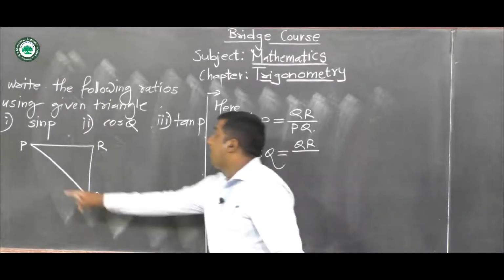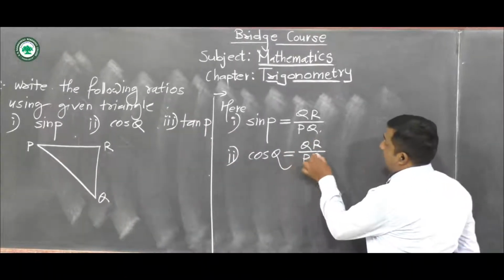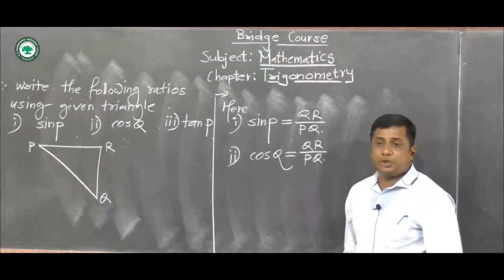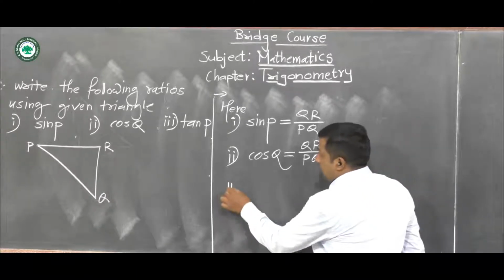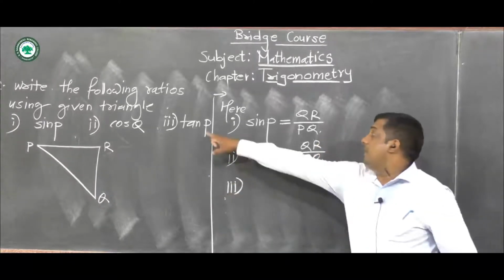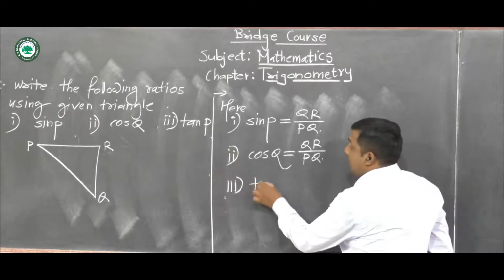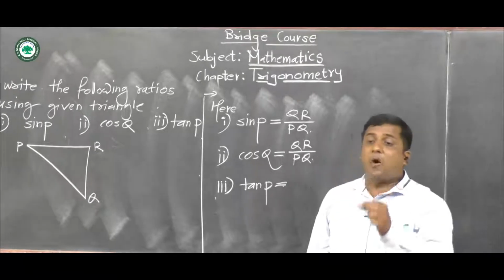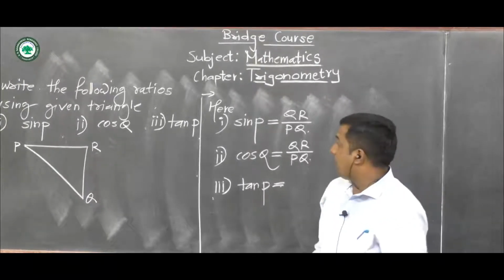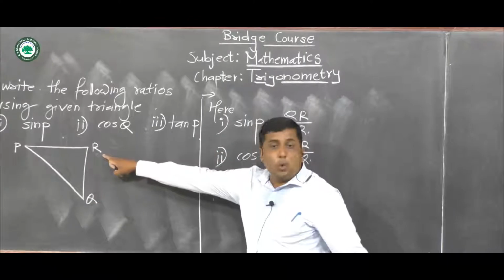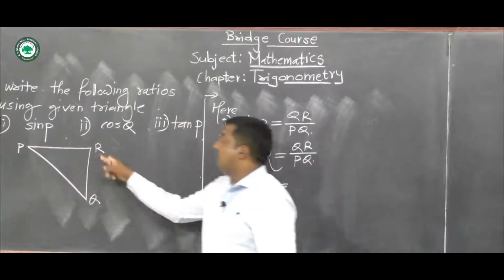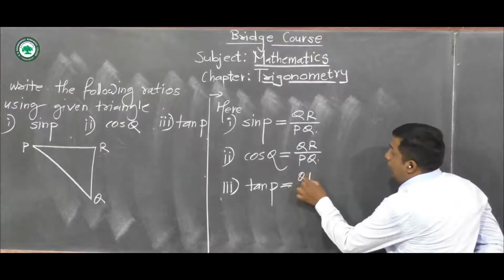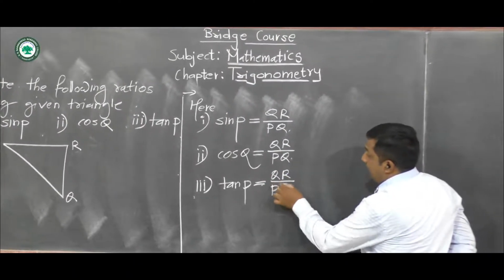This divided by hypotenuse. Here hypotenuse is PQ. So this is our cosine ratio. हा आपला cosine ratio आहे. Then in third we define tan P. Here for tan P we consider the opposite side and adjacent side for the angle P. Here for P opposite side is QR and adjacent side is PR. So here tangent ratio is QR upon PR.